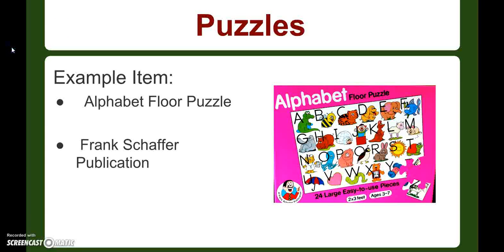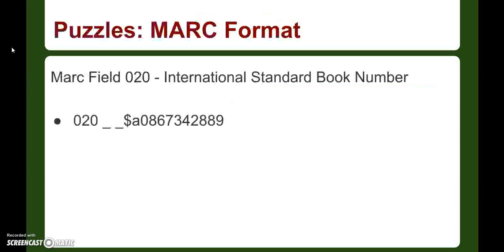The next item is an alphabet floor puzzle. I started this one with the MARC field 020, which is the ISBN. This puzzle actually came with an ISBN on the box, so I created this field. Not all puzzles will have it, but since it had it, it was needed.